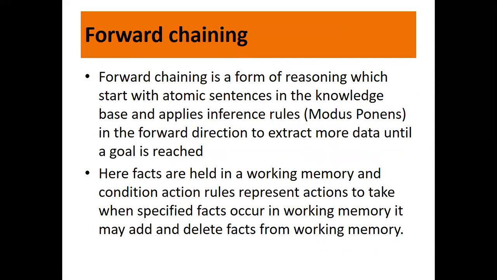Let us look at forward chaining in detail. Forward chaining is a form of reasoning which starts with atomic sentences in the knowledge base and applies inference rules. We already studied inference rules in the previous lecture videos. If you have not gone through them, please go through them. And especially here, modus ponens will be used in the forward direction to extract more data until the goal is reached. Here, facts are held in a working memory and condition-action rules represent actions to take when a specified fact occurs in the working memory. It may add and delete facts from the working memory.